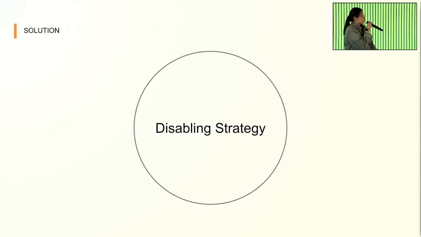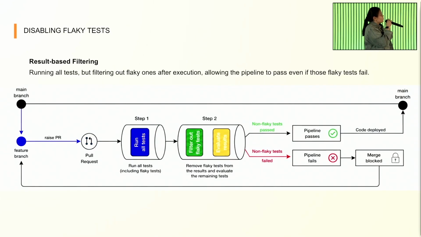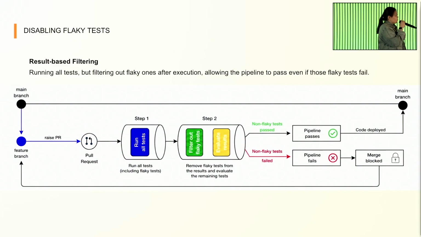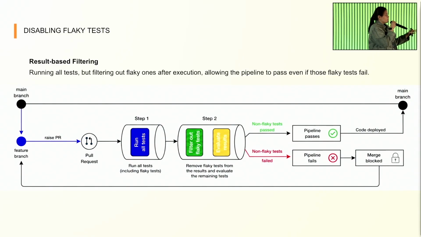And the disabling strategy is also not that hard, very simple. So running all tests, but filtering out flaky ones after the execution. You can see it in step 2, where we filter out the flaky tests and base the pipeline pass or fail status only on the stable tests that we defined previously. So if the non-flaky tests pass, the pipeline can go further, and if non-flaky tests fail, then the pipeline fails, and just check the report, I guess.